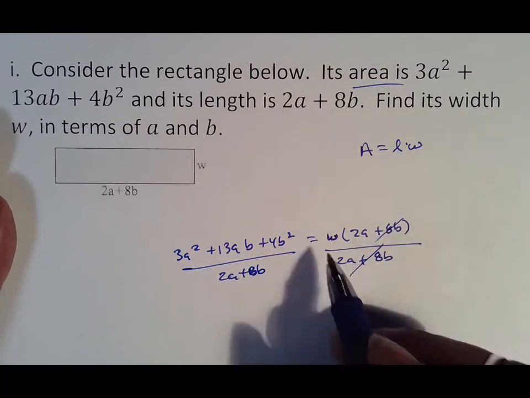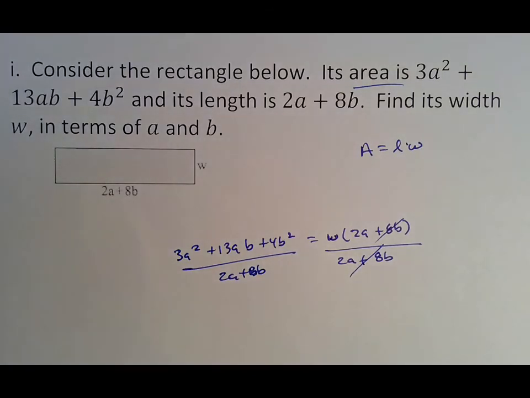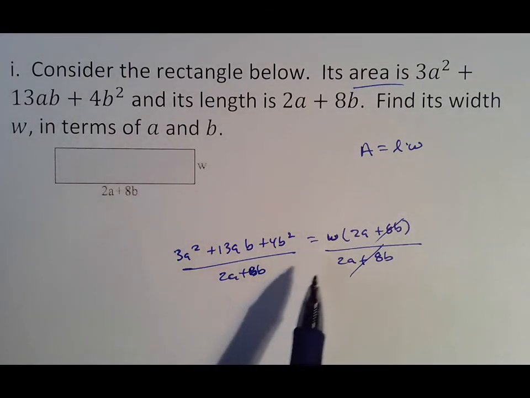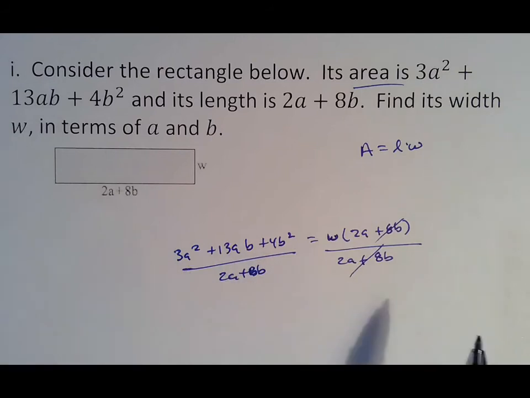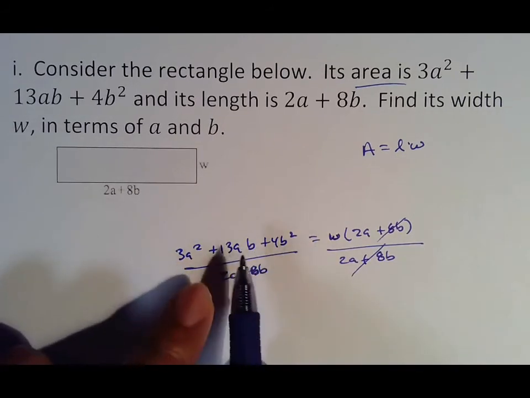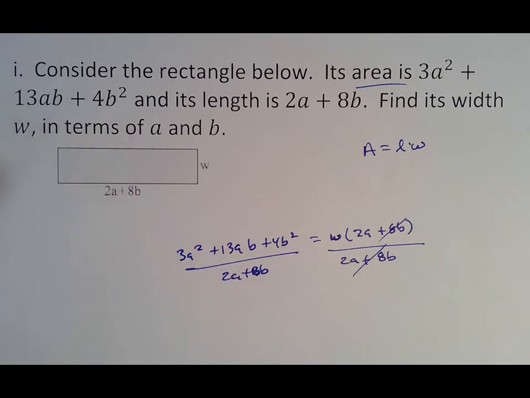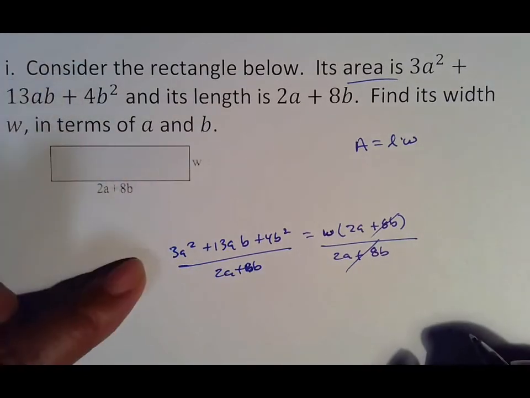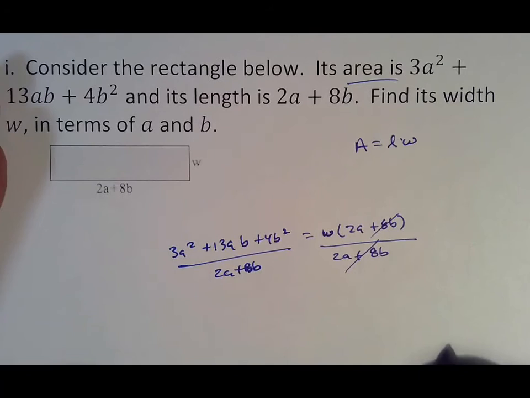And so that cancels, leaving just W. But of course, we just learned that this probably is not the answer, because it looks to me like this can be factored. So looking at this, again, ignoring the variables, multiplies to be 12, adds to be 13 is 12 and 1. So what I'm going to do is go off to the side somewhere.